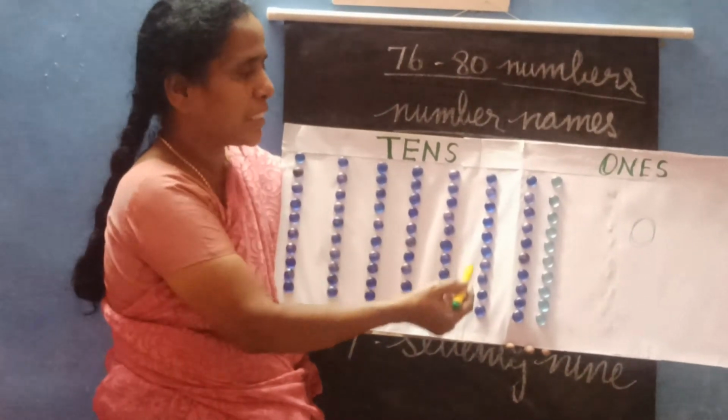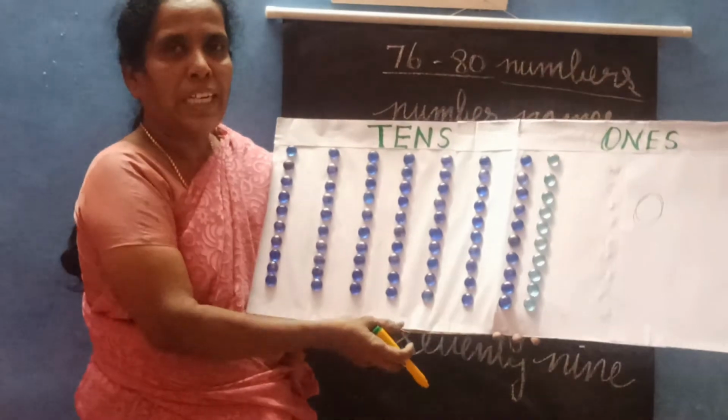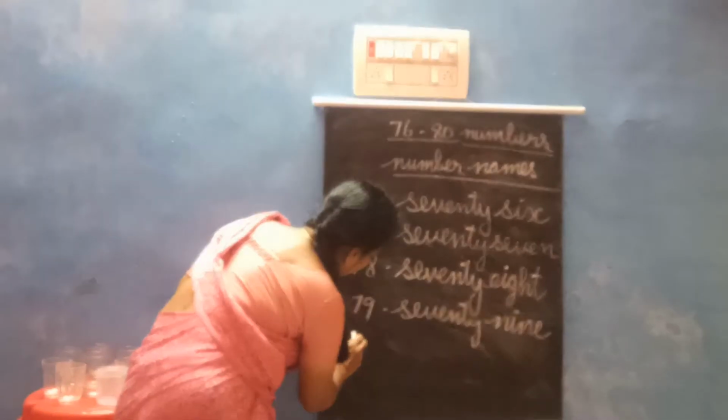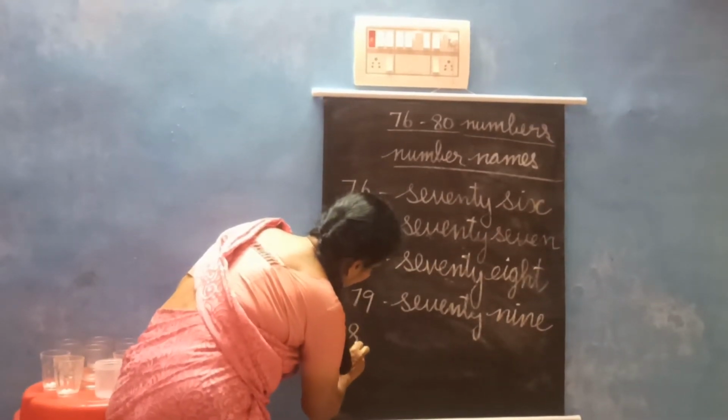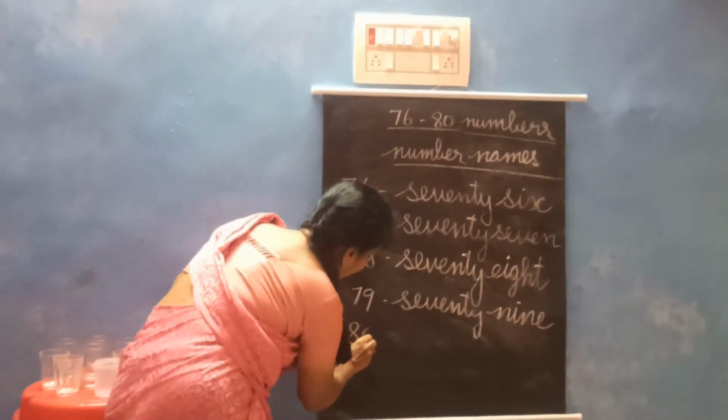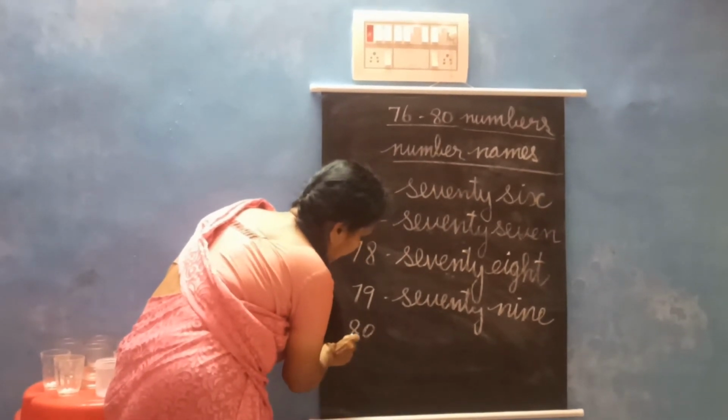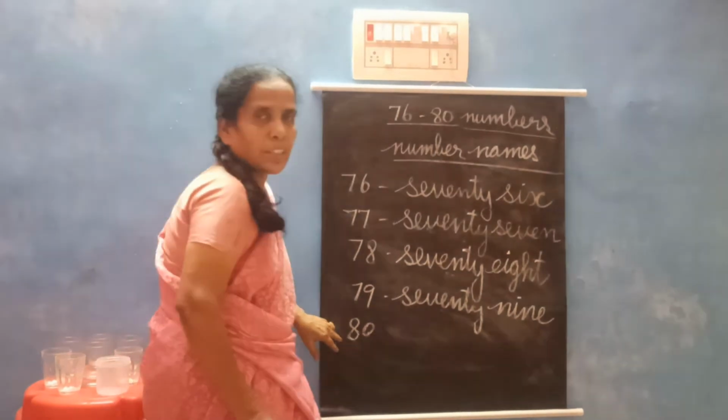Okay, 8 tens, 0 ones. We will get 80. 8 tens, 0 ones. In the ones place nothing is there. 8 tens, 0 ones. Now you got the number 80.